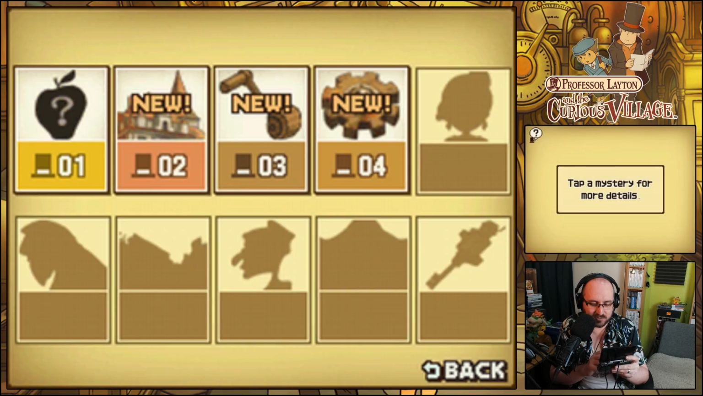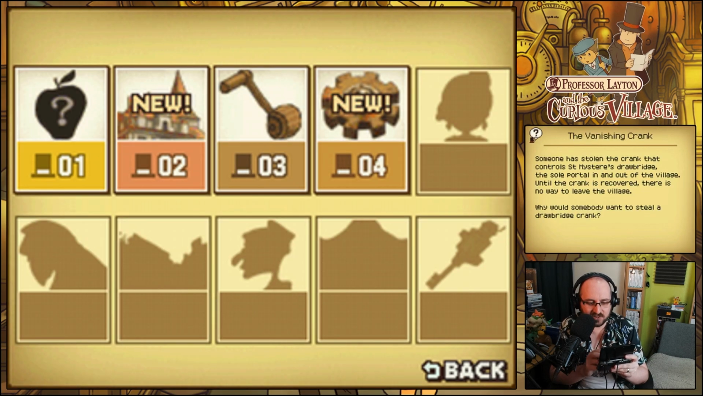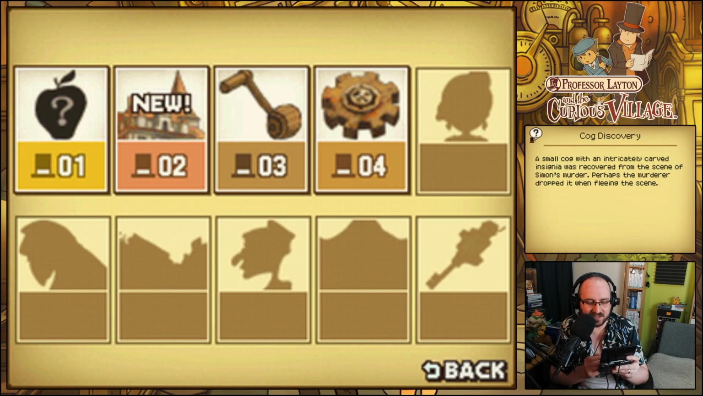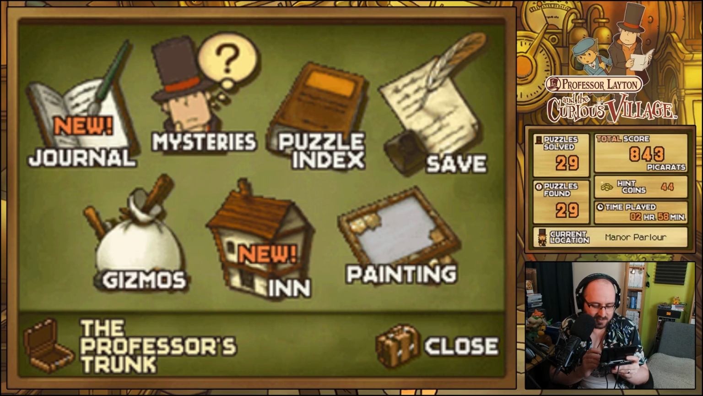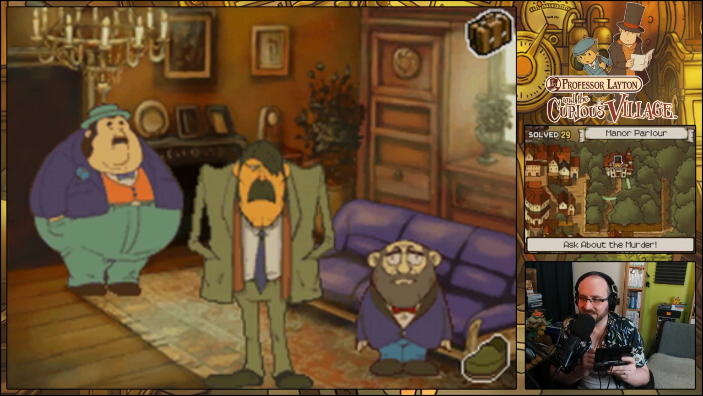And now we've got an extra mystery. Yeah, we've got 2. The vanishing crank. Why would somebody want to steal it? The conch discovery at the murder scene. And of course the noise at the manor. So we've got 4 mysteries going on. Not much in the way of answers coming to the forefront, is there?